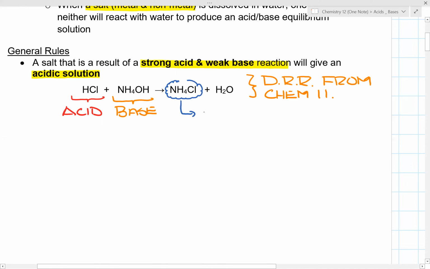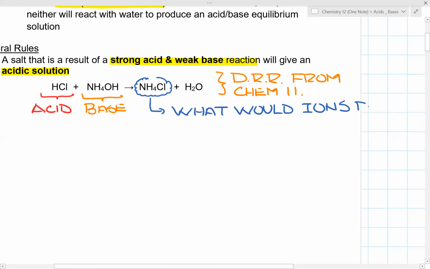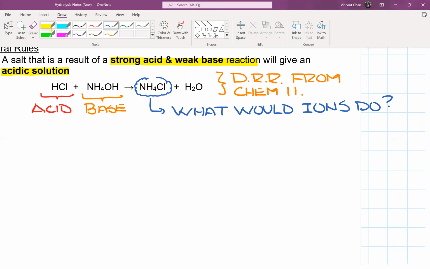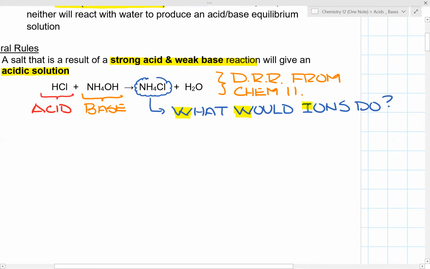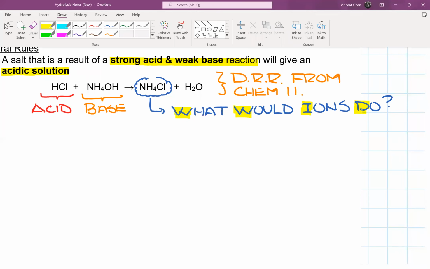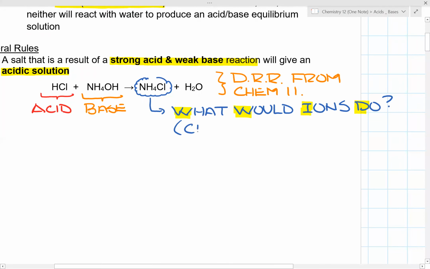And in this case, what you want to do is think about what the ion would do. Okay. What would the ions do? And I use the acronym WWID. So when we focus on the salt that is produced, the ionic solid that is produced from an acid-base neutralization, we take a look and say, what would the ions do? And that is what we're focusing on in Chem 12.